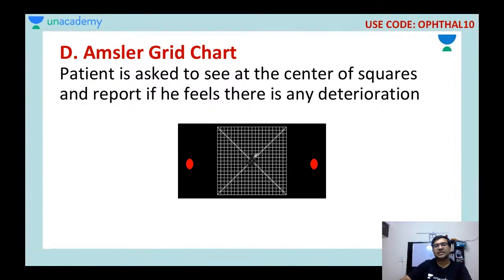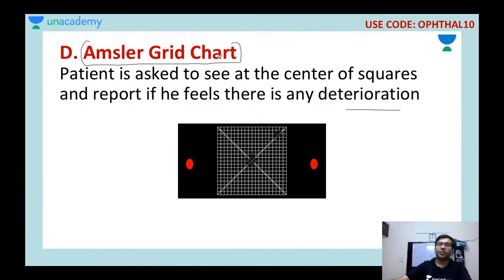they say, sir, I am not able to see the squares in the center of the big square or in the periphery. This means there is some new lesion which has developed, and that can be a progression of the disease. So whenever the patient says there is a change in how he sees this chart, he has to report back to his retina specialist for treatment. This chart is called the Amsler grid chart.